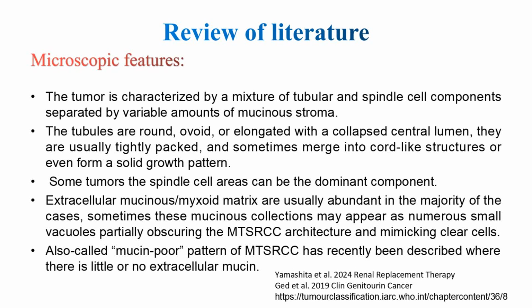Extracellular mucinous myxoid matrix is usually abundant in the majority of cases, and sometimes these mucinous collections may appear as numerous small vacuoles, partially obscuring the MTSRCC architecture and mimicking clear cells. Also, a mucin-poor pattern of MTSRCC has recently been described, where there is little or no extracellular mucin.